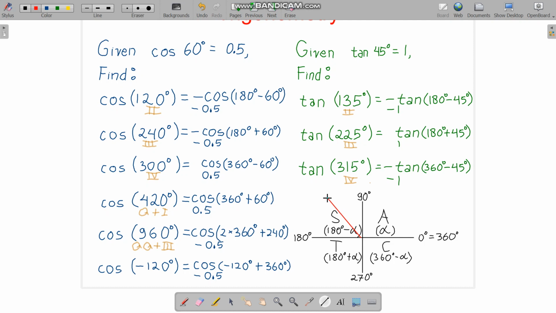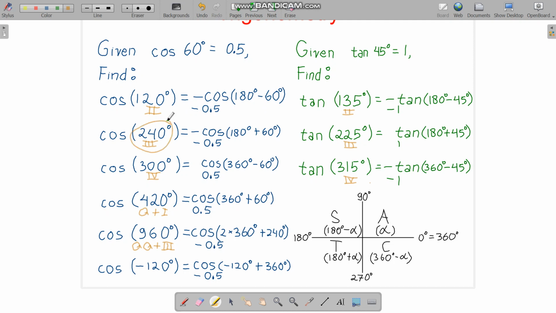In the second quadrant, cos is negative because only sine is positive. So cos is negative, so we have minus something. And for the angle calculation, we use 180 minus, so 180 minus 120 gives the base angle 60 degrees, and therefore the number must be 0.5.